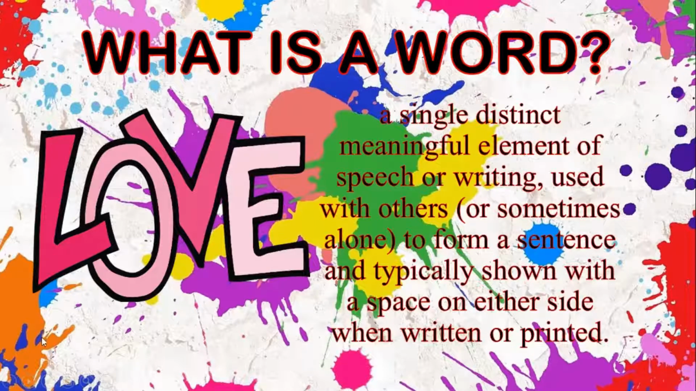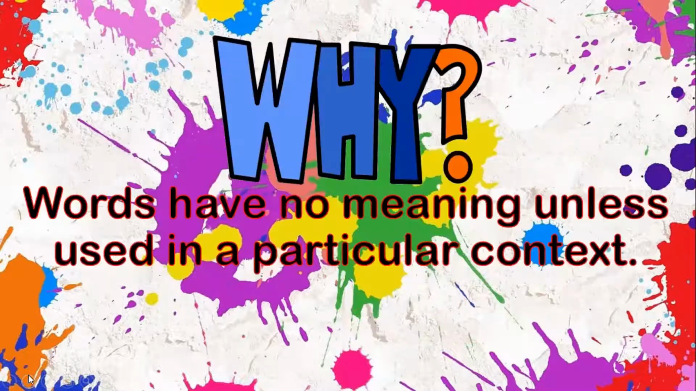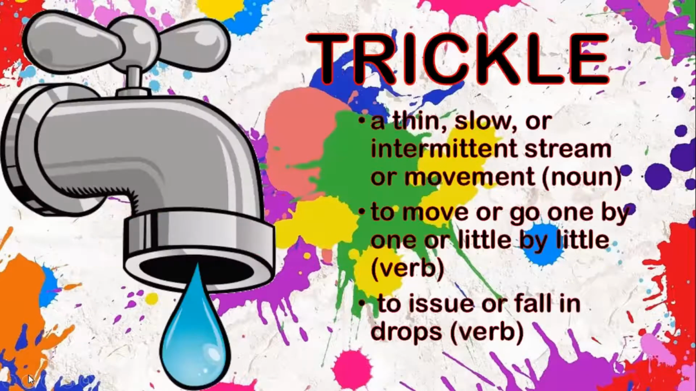Before we go into detail as to what the various parts of a word are, I really need us to know this particular statement: words have no meaning unless they are used in a particular context. Why don't words have meaning unless they're used in a particular context? To understand, let's look at the word trickle.